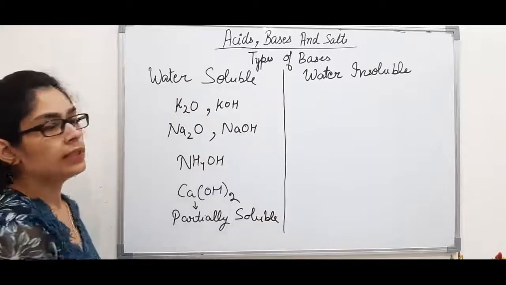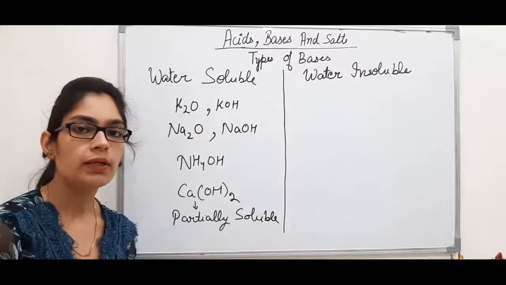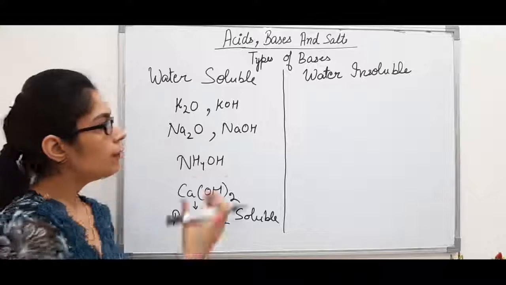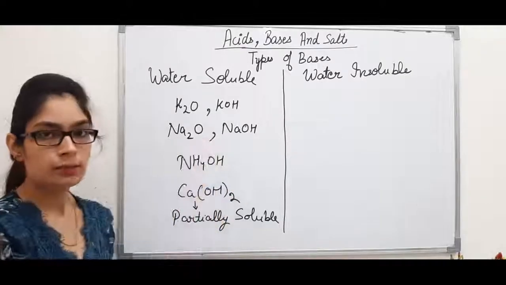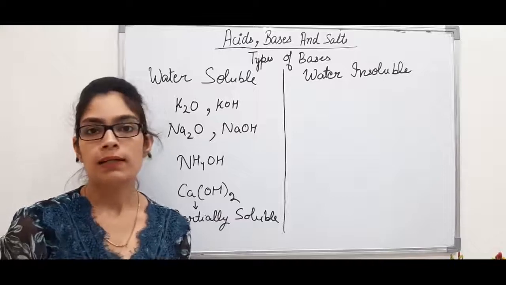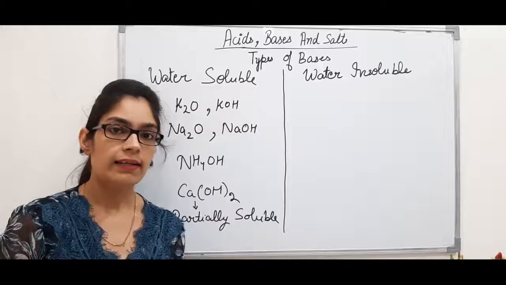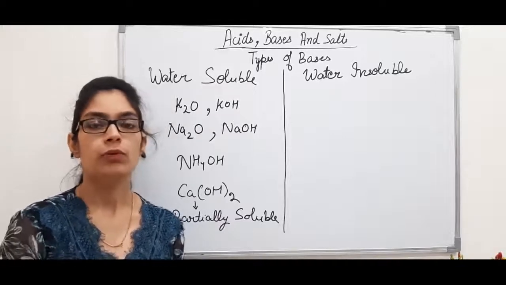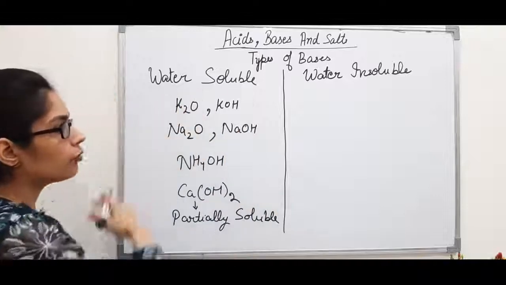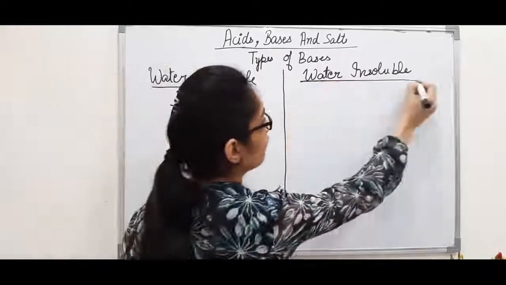Apart from these bases, if there is any other base, that base will be considered as water insoluble. So you just have to memorize it. Only 6 bases are water soluble. You have to remember: oxide and hydroxide of potassium, oxide and hydroxide of sodium, then ammonium hydroxide, then calcium hydroxide. Apart from these, all the bases will be water insoluble.